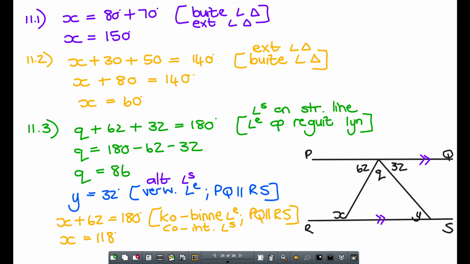Right, then the last one there, to get X, there was more than one method. I'm going to quickly show you what I wrote here. I saw a U, which means that X plus the 62 is going to give me 180 because co-interior angles must add up to 180. So co-interior angles, PQ parallel to RS, which means that X is 118. That was one option. Another option would be to use a Z, which means that that full angle Q and the 32 would be the same as X.